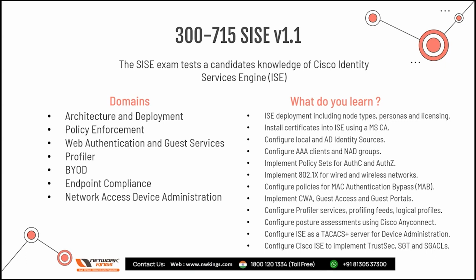We'll look at policy sets. How do you create policies for AuthC and AuthZ? That's your authentication and authorization. The very important piece, 802.1X: how do you implement IEEE 802.1X for wired and wireless environments? You'll then see what the difference is between 802.1X and something called MAC Authentication Bypass. Where will you use MAC Authentication Bypass in production environments, and why would you use it? What are the pros and cons to using MAB versus 802.1X, etc.